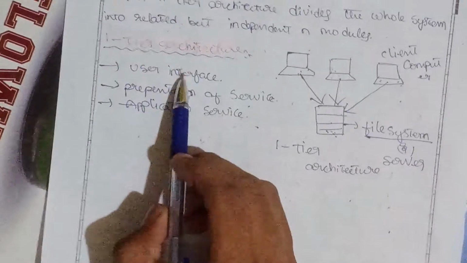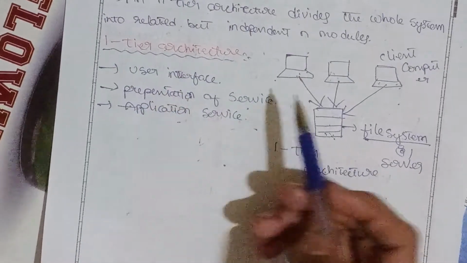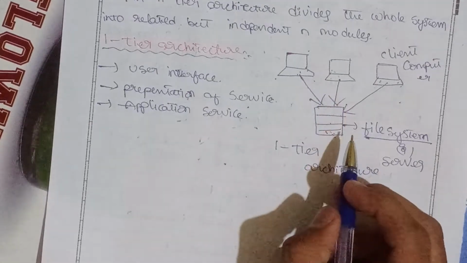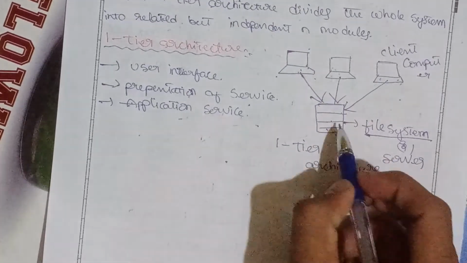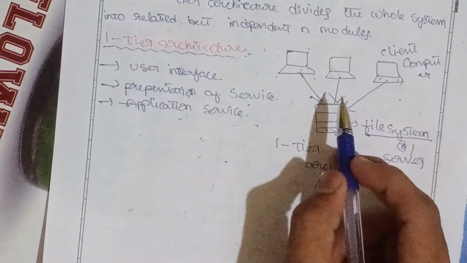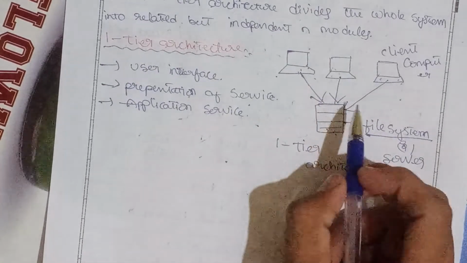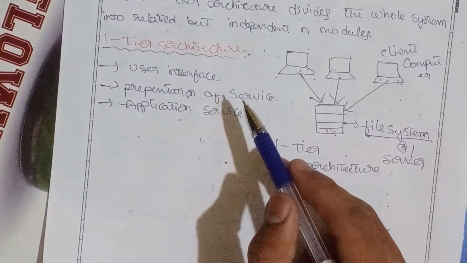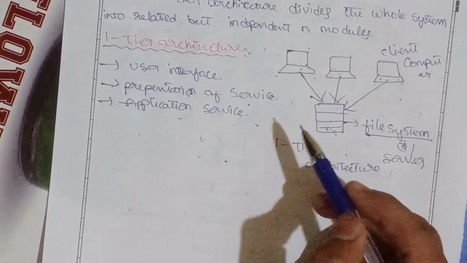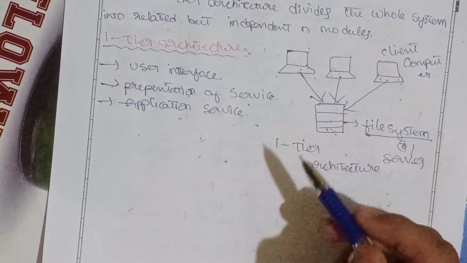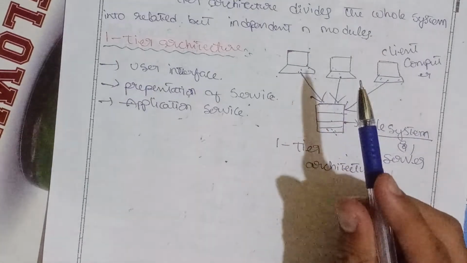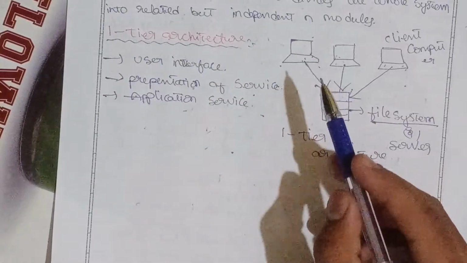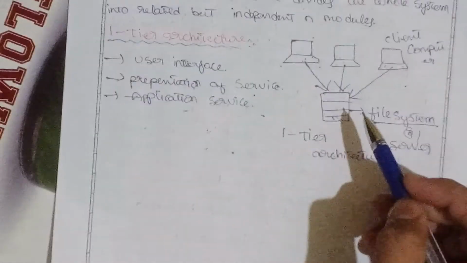In one tier architecture, there is communication between the client system and the file server. Mostly one tier architecture will be used at places where you do not need to change the data frequently and there are no multiple users accessing the systems. In such places you prefer one tier architecture.